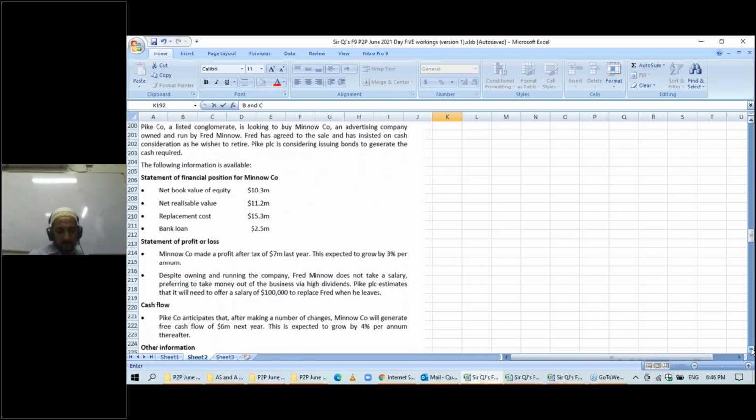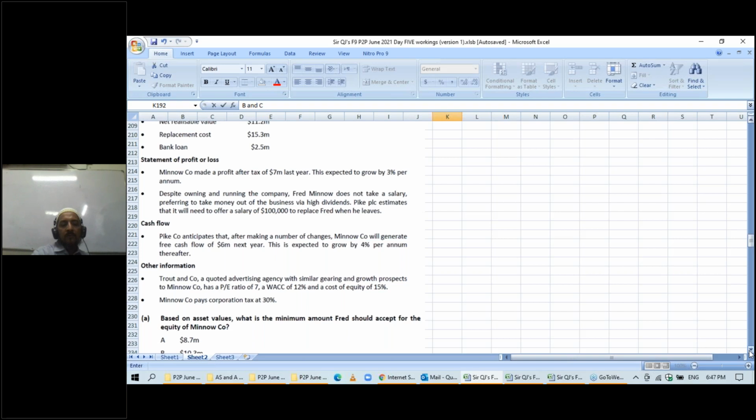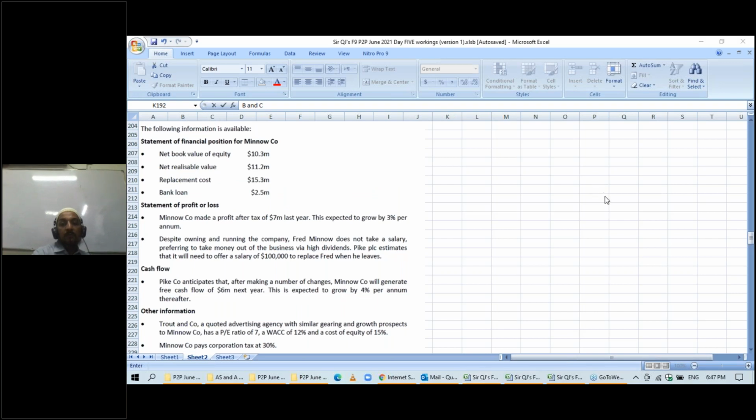Okay, now Pike Company. So students, based on assets value, requirement A: what is the minimum amount Fred should accept for the equity of Minnow? What is the minimum amount that he should accept? So the minimum amount, remember, will be asset based.